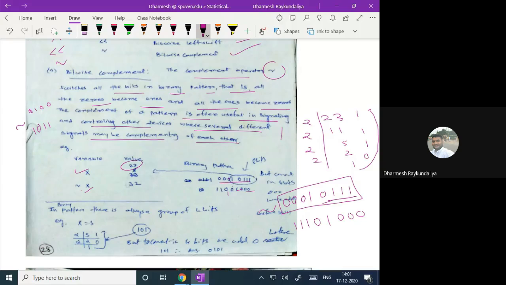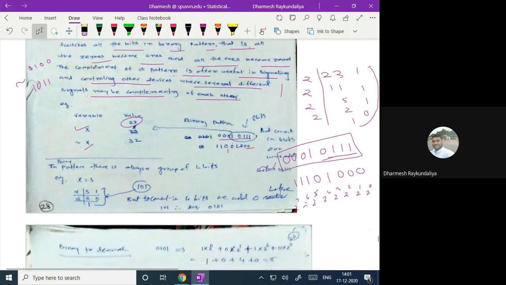And what is the decimal value of this? So this is 2 raised to 0, this is 2 raised to 1, 2 raised to 2, 2 raised to 3, 2 raised to 4, 2 raised to 5, 2 raised to 6, and 2 raised to 7. Okay. Have I made any mistake?